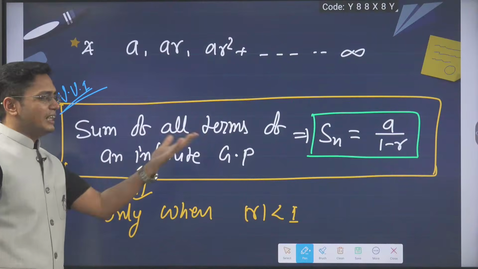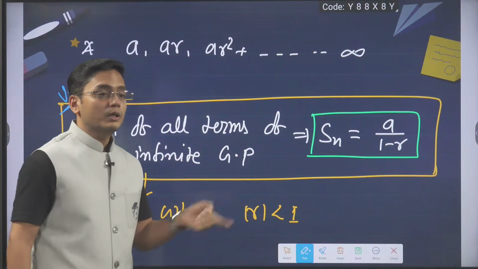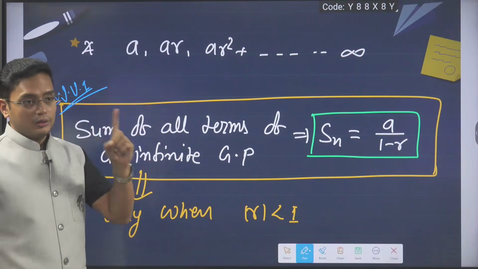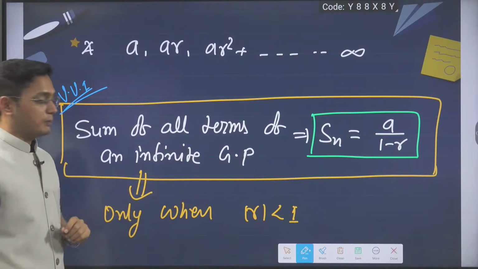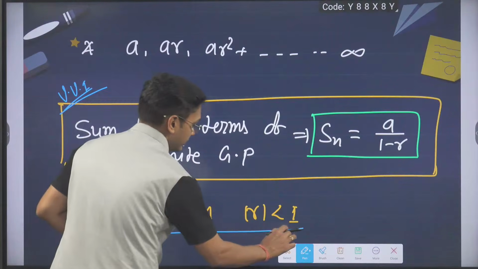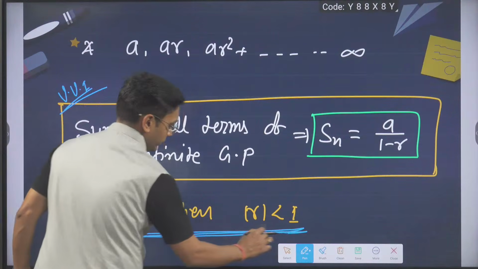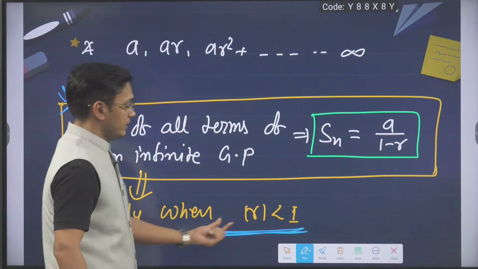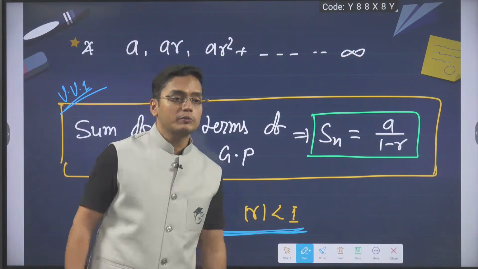And this is very simple. a upon 1 minus r. What is a? First term. What is r? Ratio. But one very important point, this is not always applicable. Only when, don't miss this line, otherwise you may make a mistake. This is only applicable when the magnitude of the ratio is less than 1. Magnitude means sometimes minus, sometimes plus.